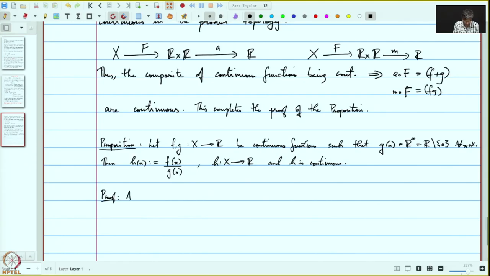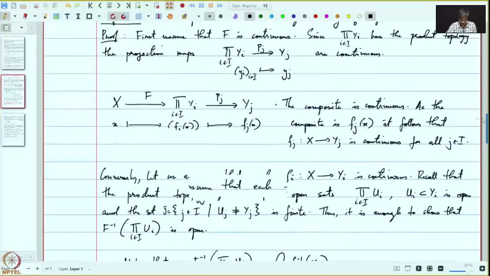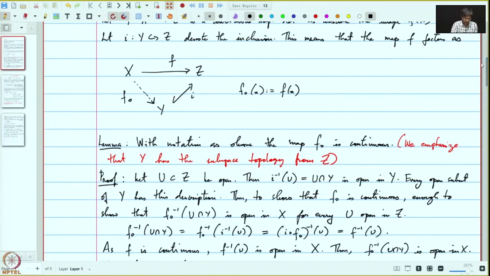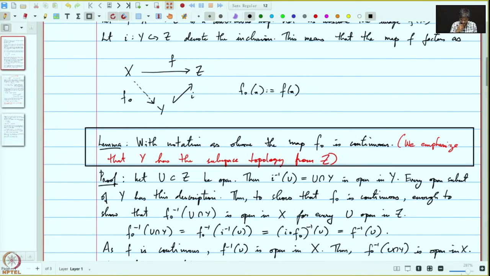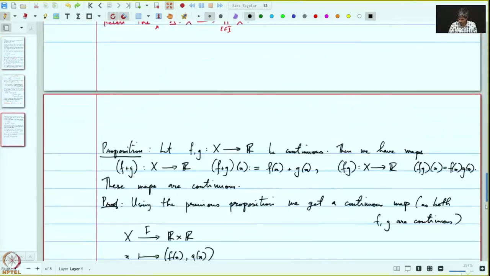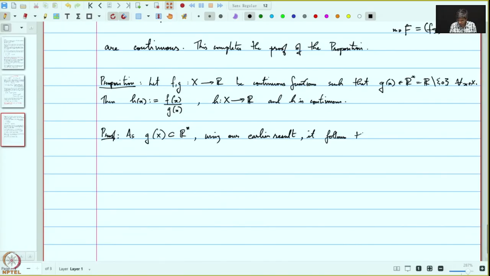So first note that as the image of g of x is contained in R star, using our earlier result, it follows that. So let me just mention what that earlier result is. I'm talking about this lemma. So using our earlier result, it follows that the function g, we can view it as a function g naught from X to R star and is continuous when R star has the subspace topology.